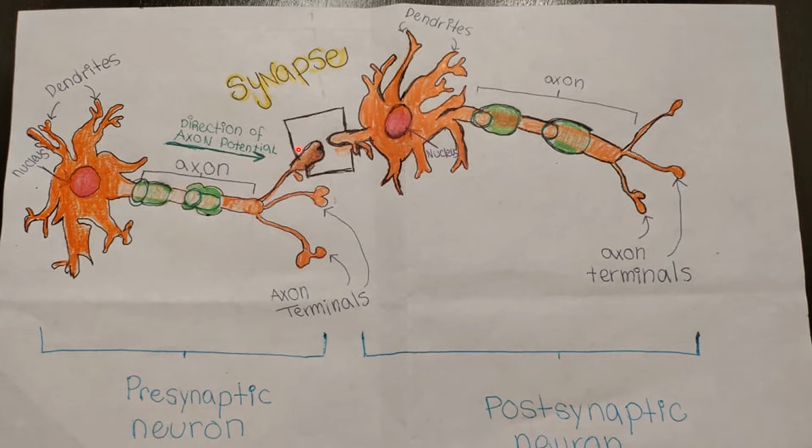Now it is between the axon terminals of the presynaptic neuron and the dendrites of the postsynaptic neuron where the synapse is located, and we'll discuss what's going on here in just a moment.